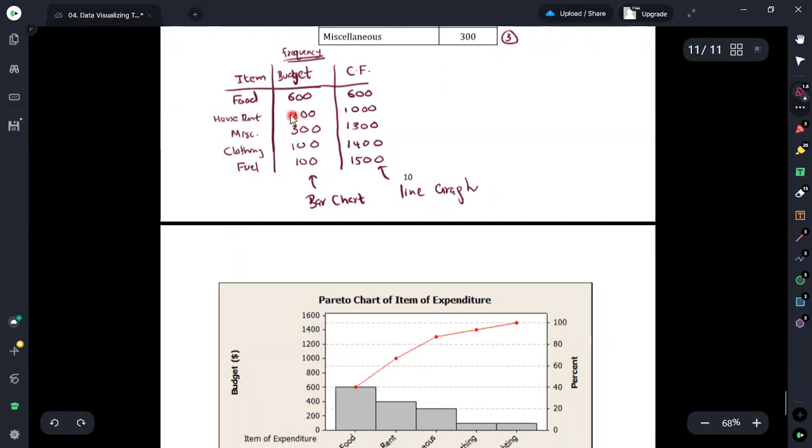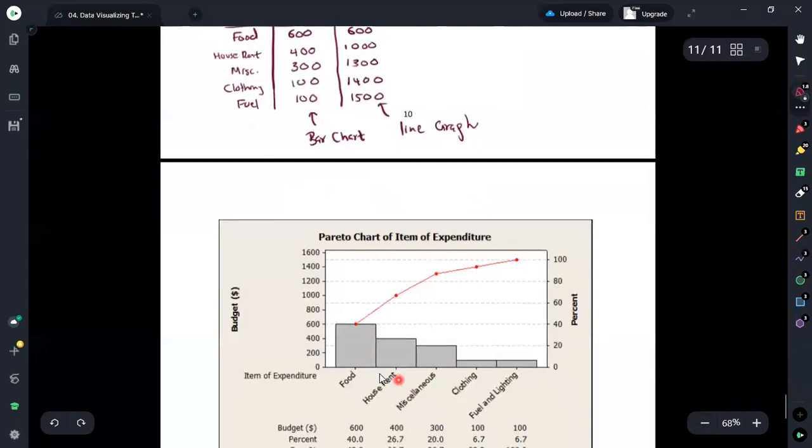Therefore, as the first thing, we have to construct the bars, and we are not going to keep any spaces in between any two consecutive bars. We can see that for the first category, food, the value is 600. Therefore, first we are constructing a bar which denotes 600 units, and we are naming it food.